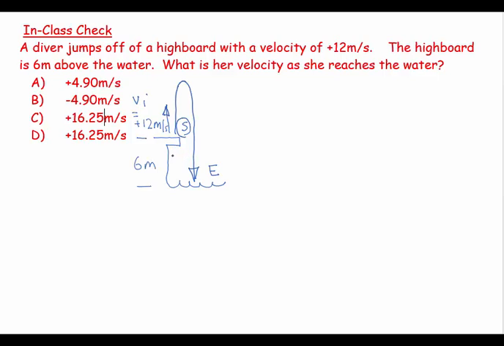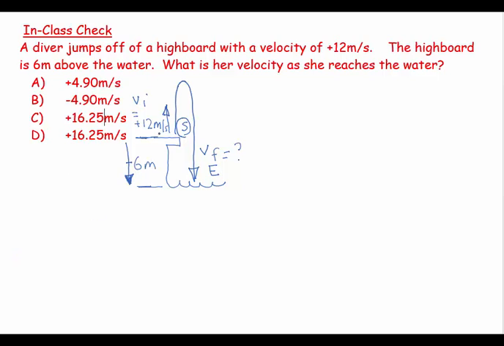So returning to this thing about the height of the board, if I start at the high board and I end lower, then my displacement is negative 6 meters. So by taking into account where my start and where my end is, I can get the sign of the displacement. It says what is her velocity as she reaches the water, so we want to find Vf is equal to that. So there's my visualization.